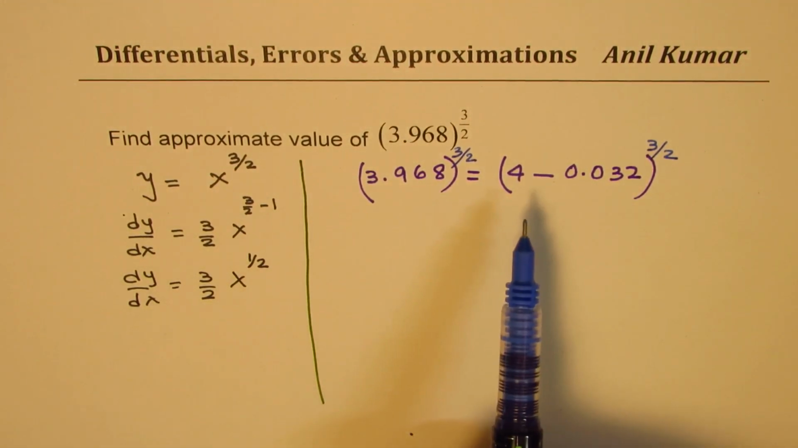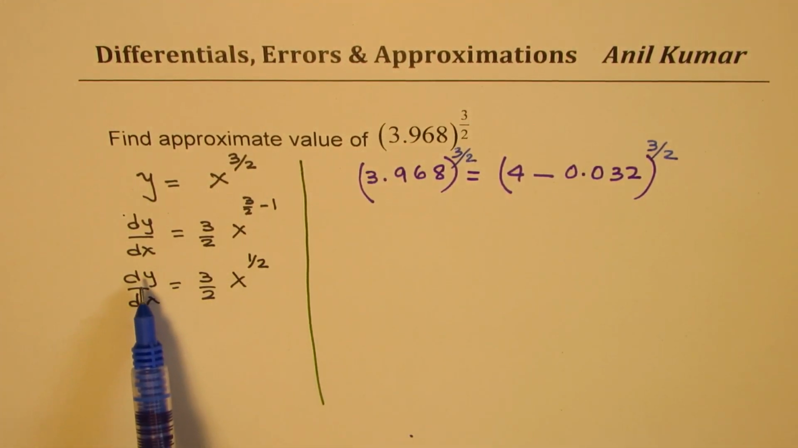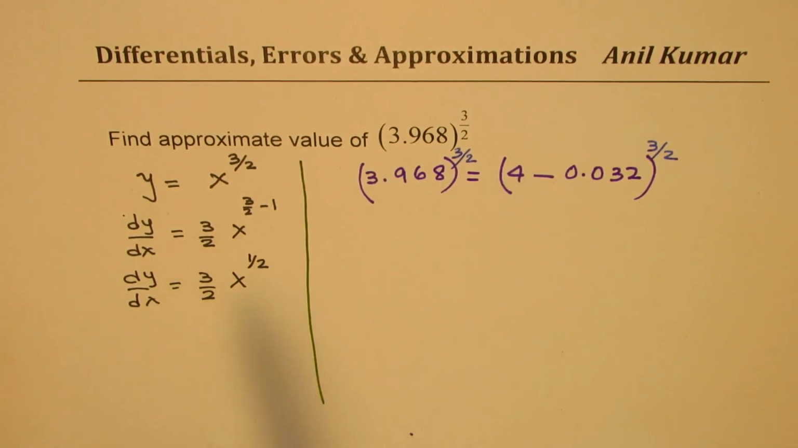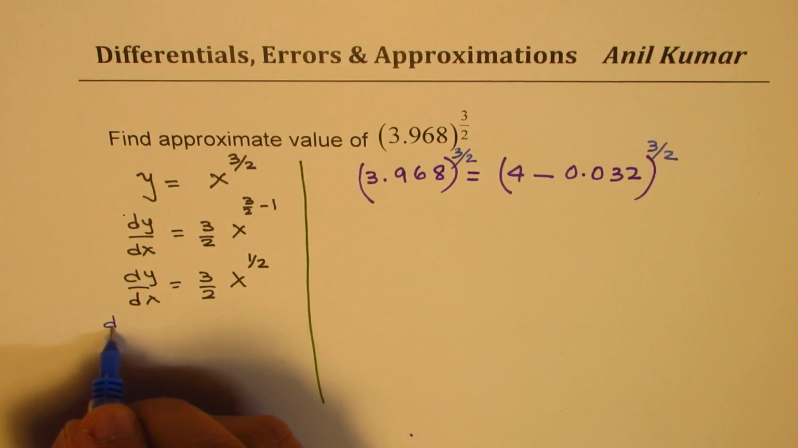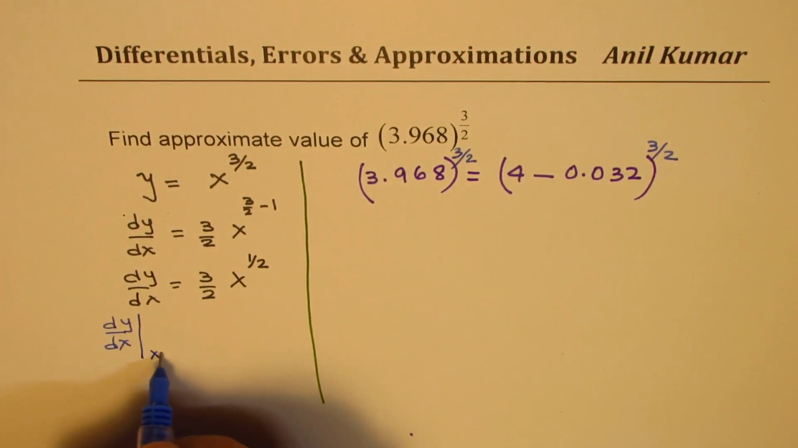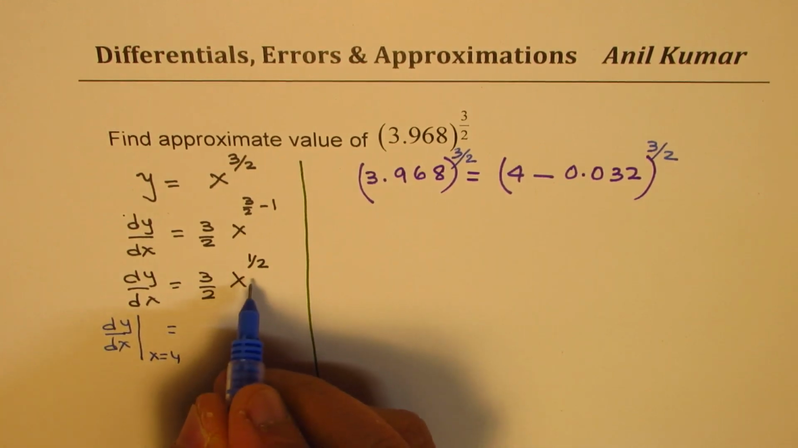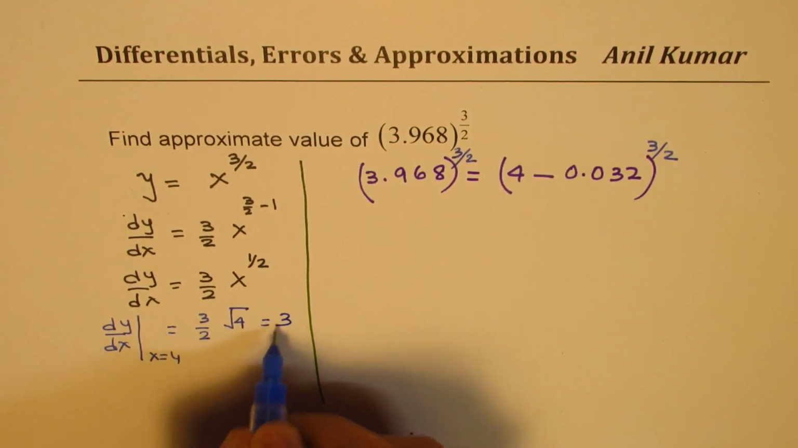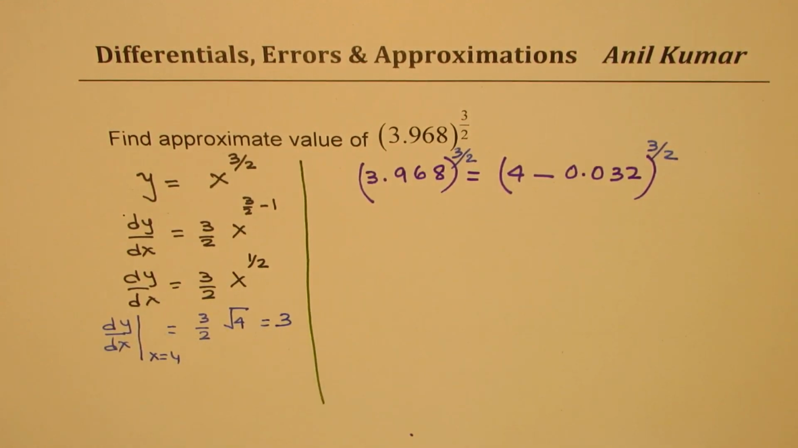So in our case, we will find rate of change at x equals 4, correct? So we'll find now what is dy/dx at x equal to 4. So we'll substitute 4 here. So we get 3/2 square root of 4, which is equal to 3. So that is the rate of change at this particular point, dy by dx.